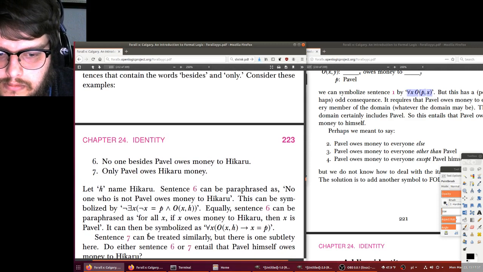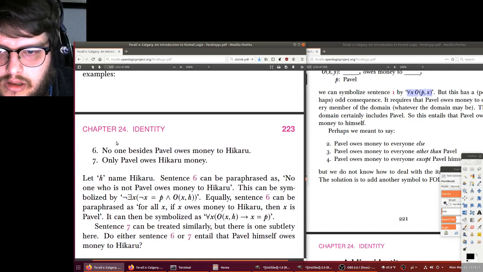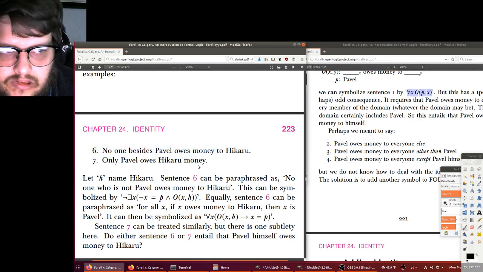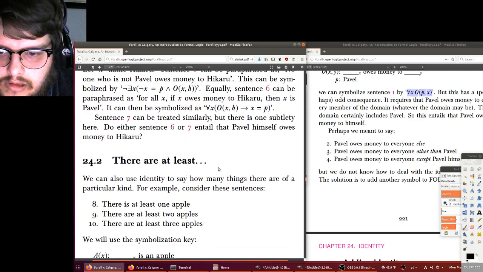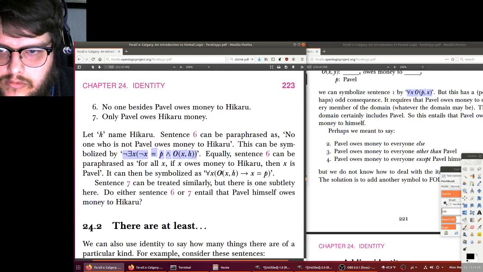Now, they say sentence 7 can be treated similarly. They say, do either sentences 6 or 7 entail that Pavel himself owes money to Hikaru? And that's something to think about. They both seem the same to me, so maybe I'm missing some of the subtlety here. But let's move on. The important thing is that you can see how this and this could equally arise from that. Okay.